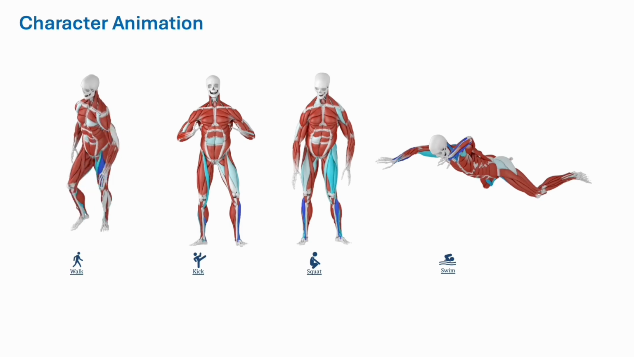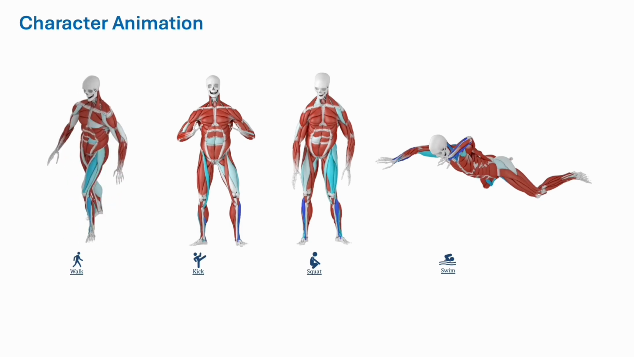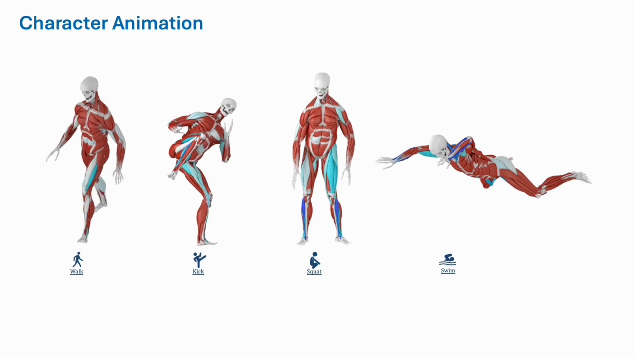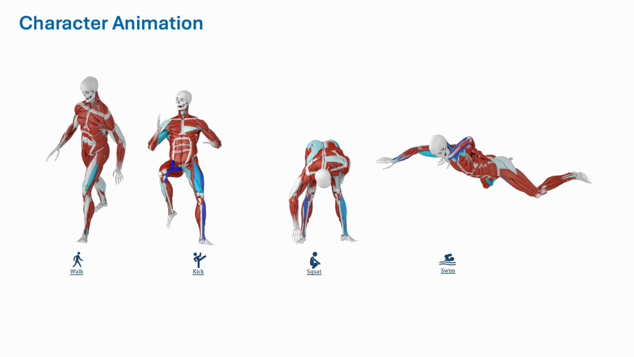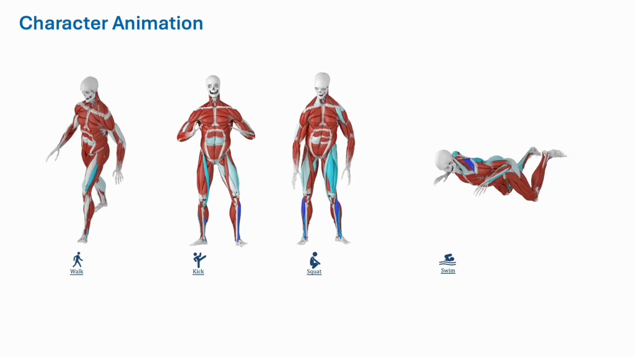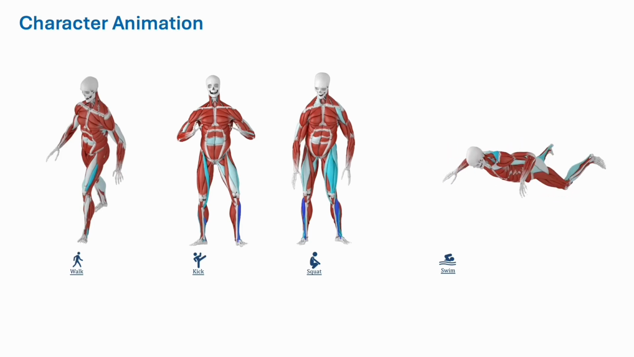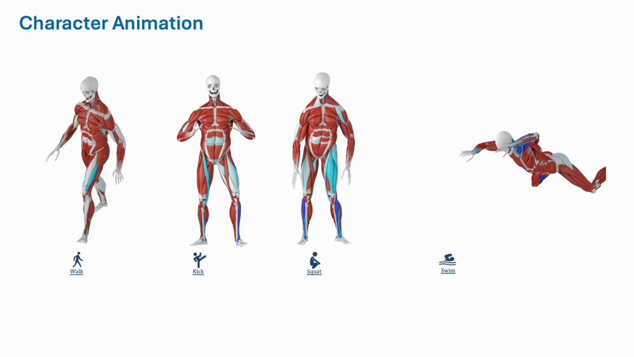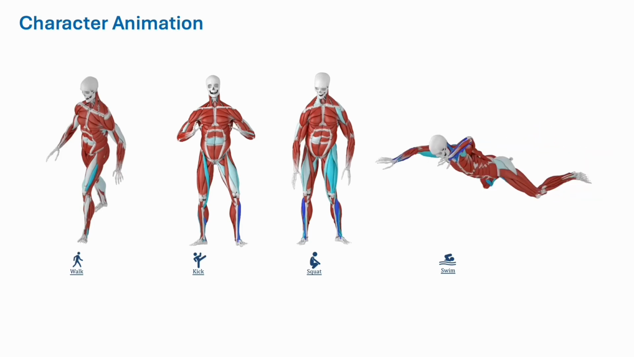Our results on 4 reference clips: a walk with ground contact, a balance critical kick, a squat, and a swim driven by a hydrodynamic drag surrogate. Blue intensity shows activation, redder regions are muscle belly, whiter regions tendon. All are driven by a 194 muscle volumetric body at 18 milliseconds per frame on a single RTX 4090.